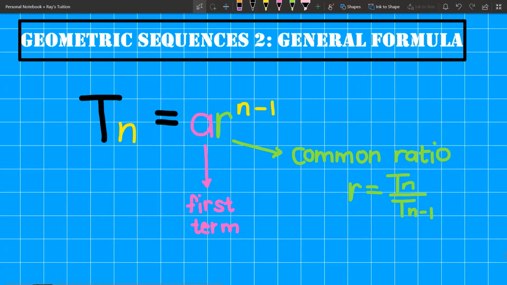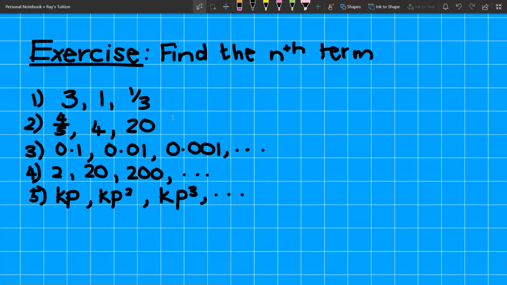This concept we went over in the previous video, so please watch our previous video on the common ratio. A geometric sequence is a sequence that has a common ratio, which means that we are multiplying by the same number to get the next term in the sequence. So let us have a look at finding the formula using the general formula for these examples. Let's do it step by step. We're going to start with the first one.